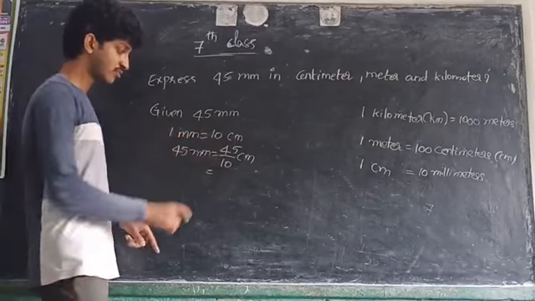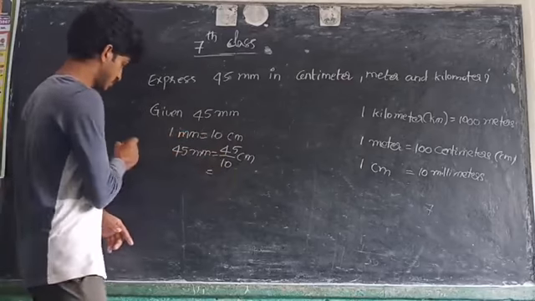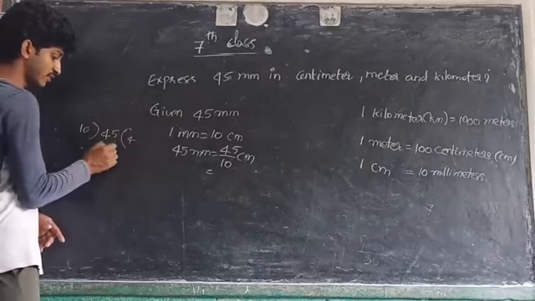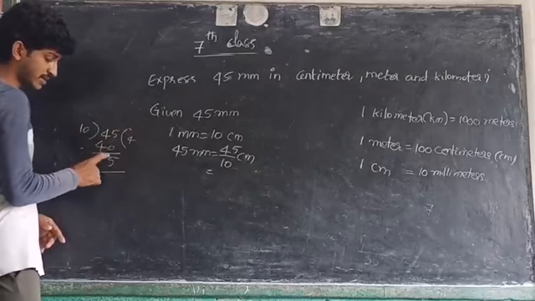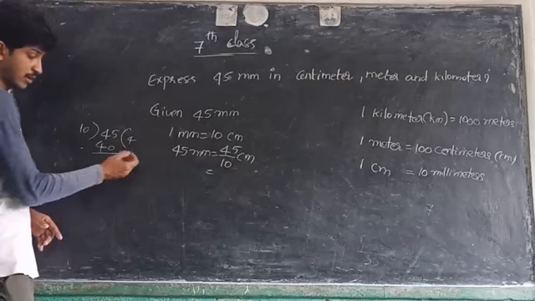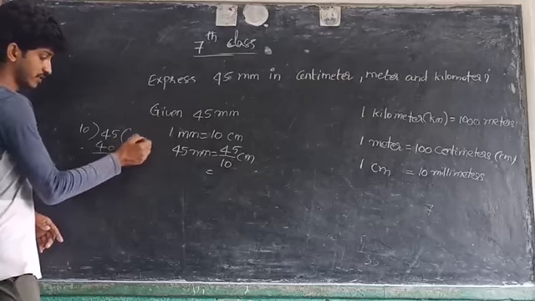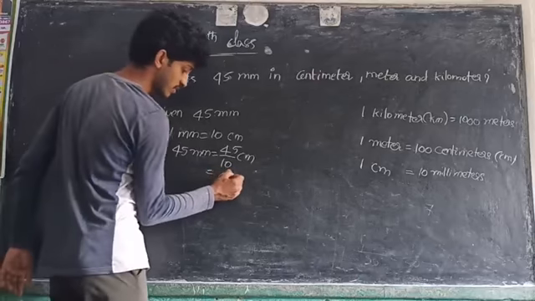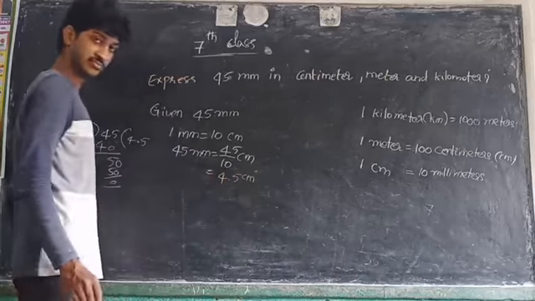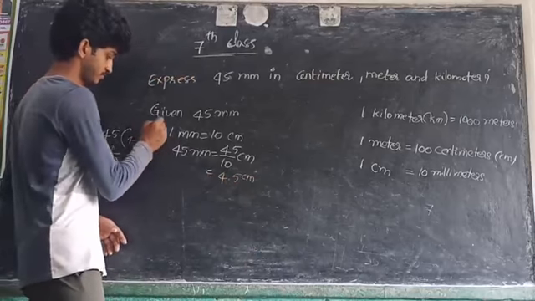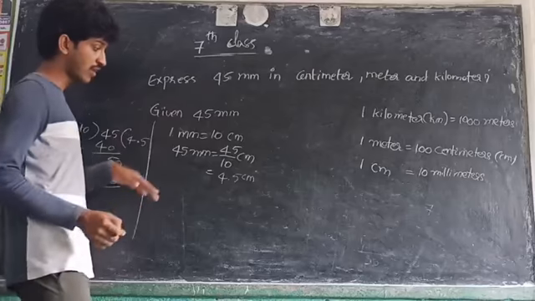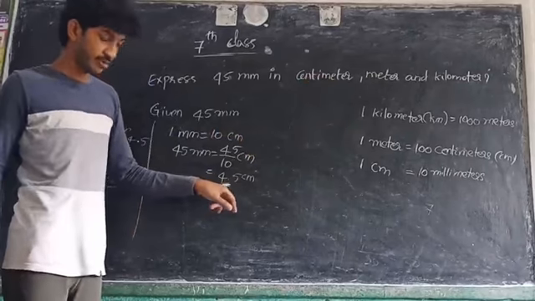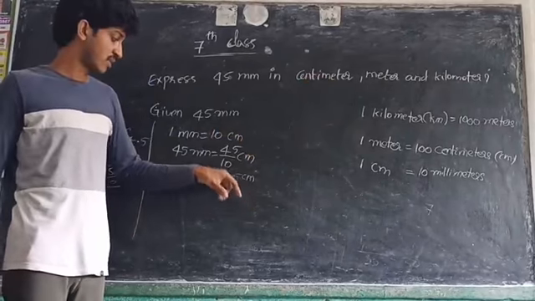So 45 divided by 10. 10 in 45, 4 times. 4 into 10 is 40, 45 minus 40 is 5. In 5, I am adding a decimal point, so 50, 5 times, so remainder 0. Here 4.5, so it becomes 4.5 centimeters. Okay, children? Centimeters is completed, 4.5 centimeters is our answer.